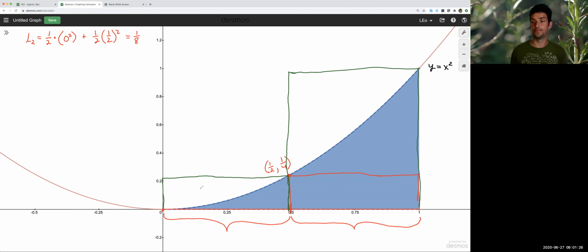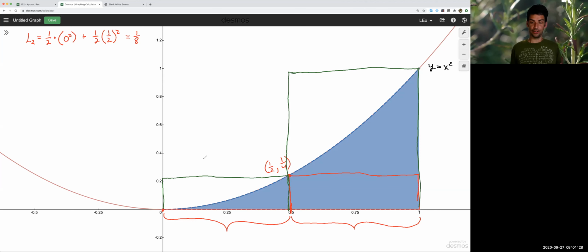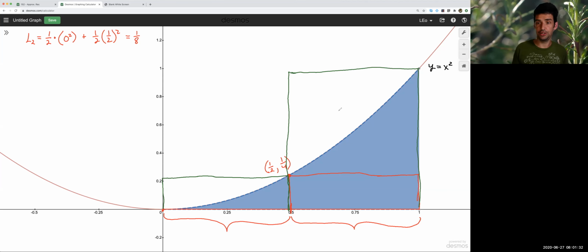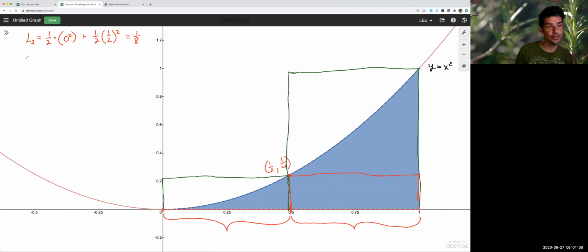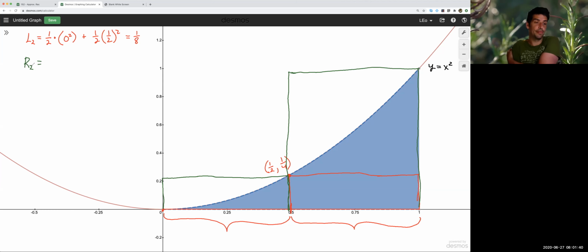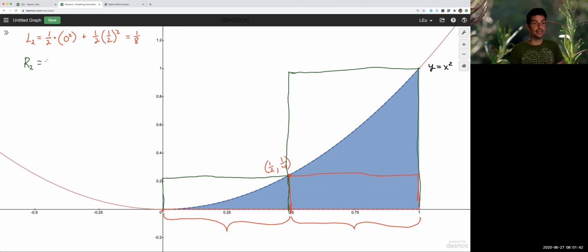this rectangle. Right? Now looking at this, I see that I'm making an over approximation. These rectangles are both larger than the area I want. Let's compute this. So I'll call this R2, same idea, right-hand endpoints, 2 rectangles.